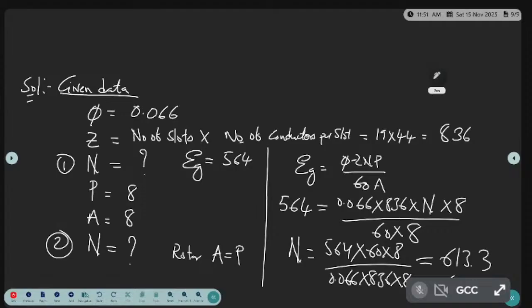The next one is asking to find the speed where the A value is equal to P.